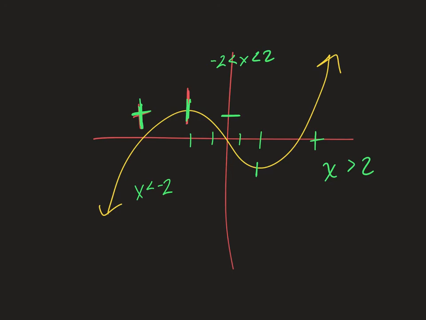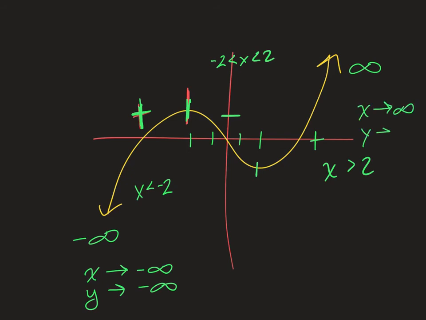Also remember the end behavior on this. This one is reaching to -infinity. This one's reaching to +infinity. So as x goes left, y also goes to -infinity. As x goes to +infinity, y goes to +infinity. So that would be our end behaviors.